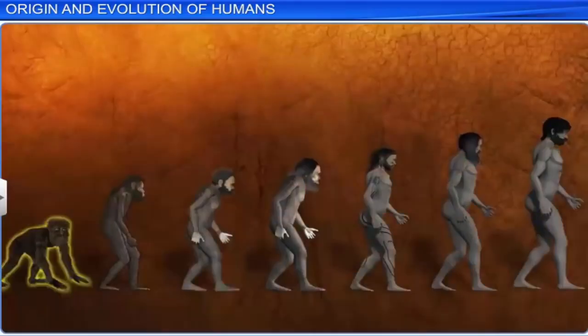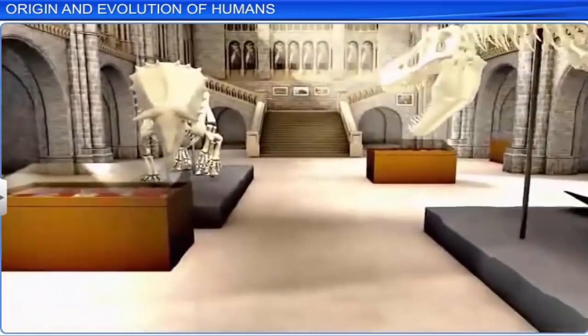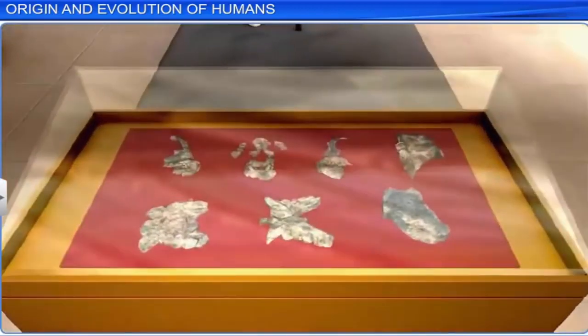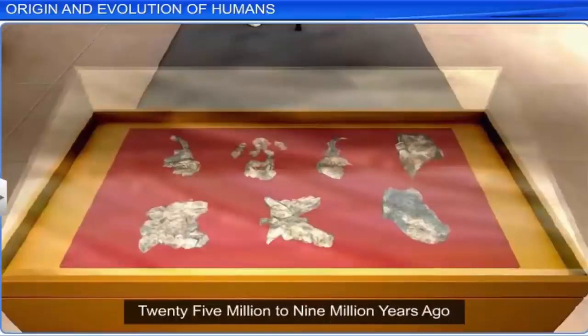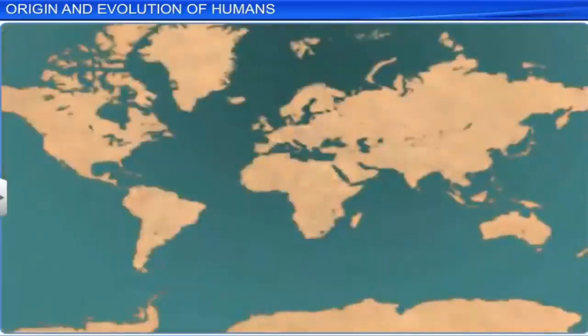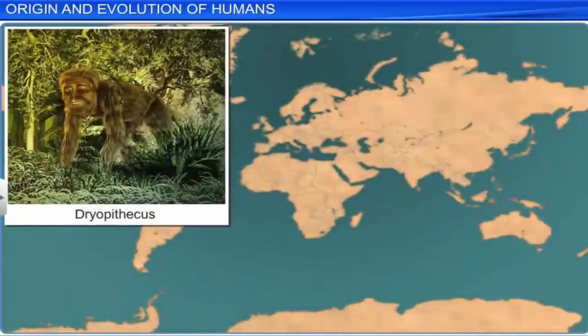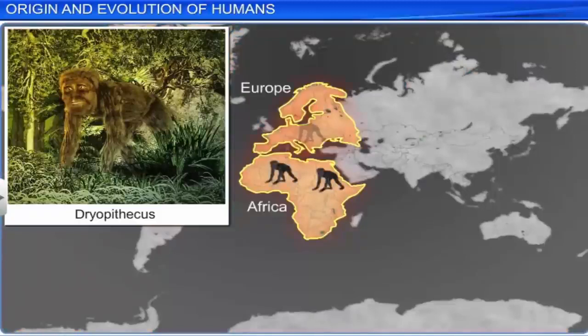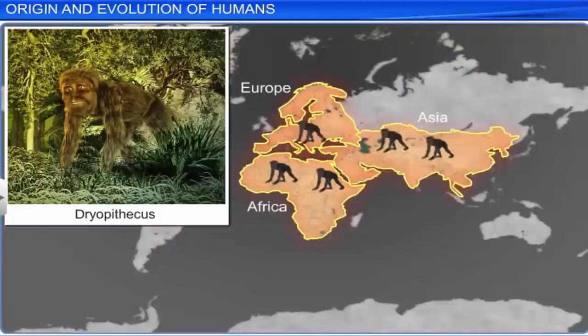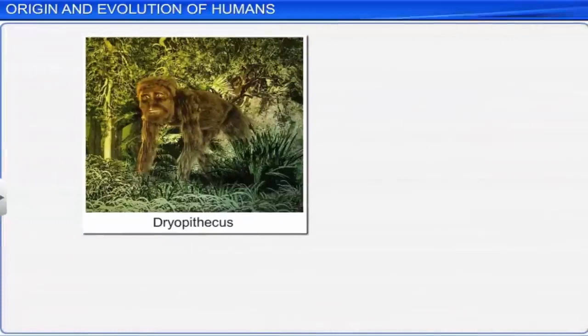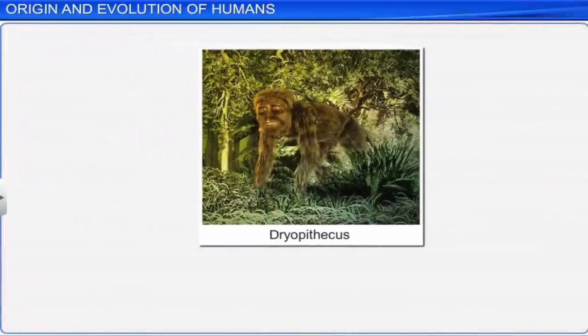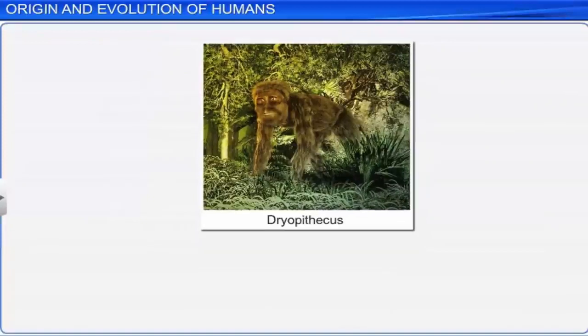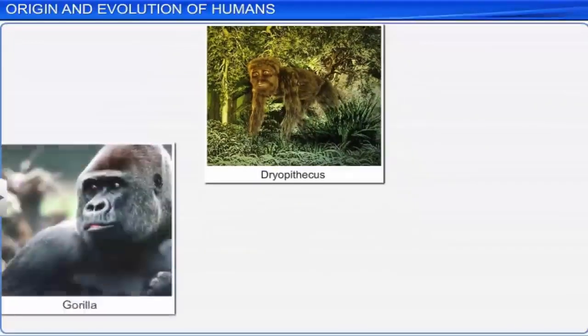The fossil evidence of the upper Miocene epoch of the Cenozoic era show that around 25 million to 9 million years ago, Dryopithecus, a genus of ape, lived in eastern Africa, Europe, and Asia. The term Dryopithecus means the oak tree ape in Greek. It is representative of the early members of the ape lineage, such as gorillas and chimpanzees.